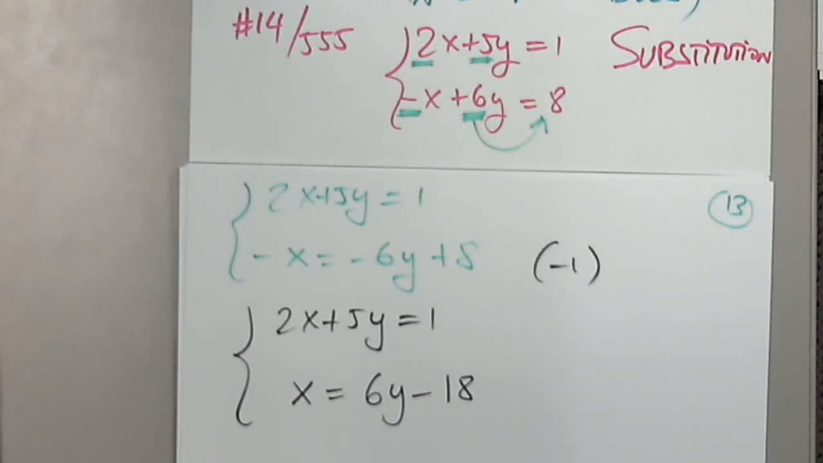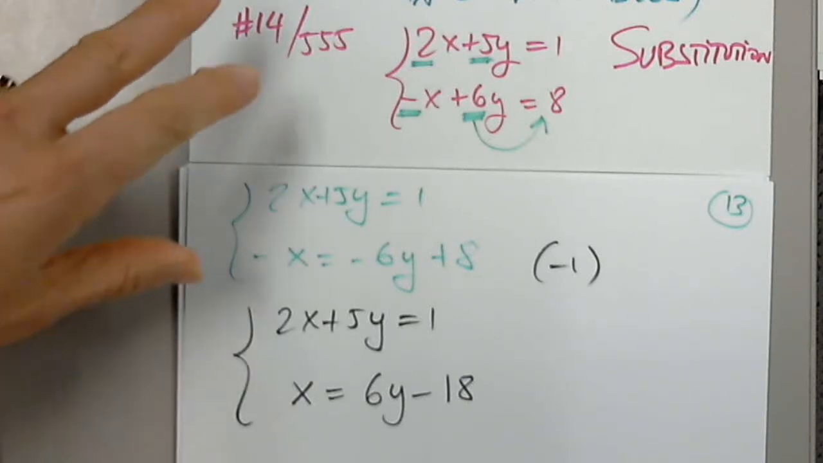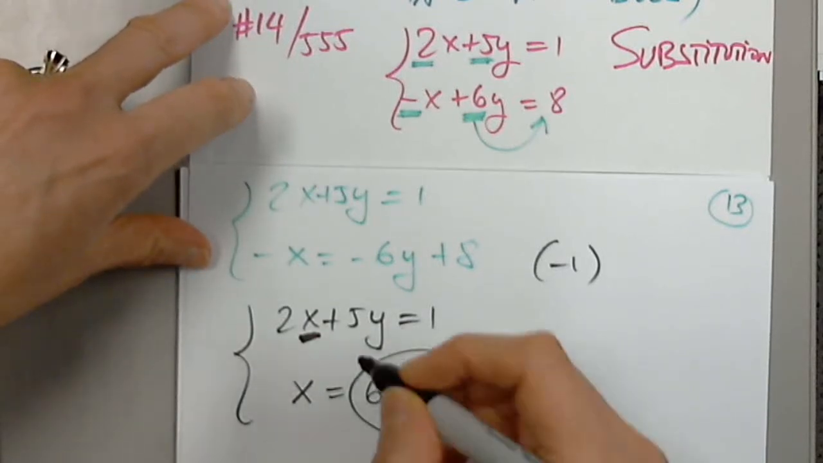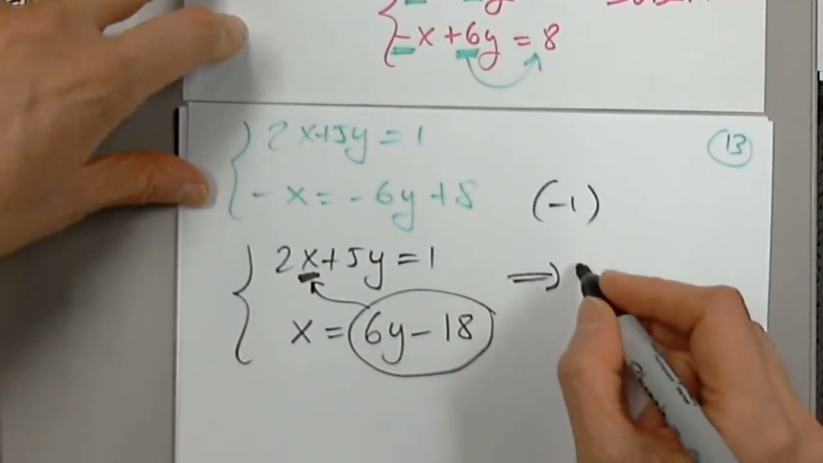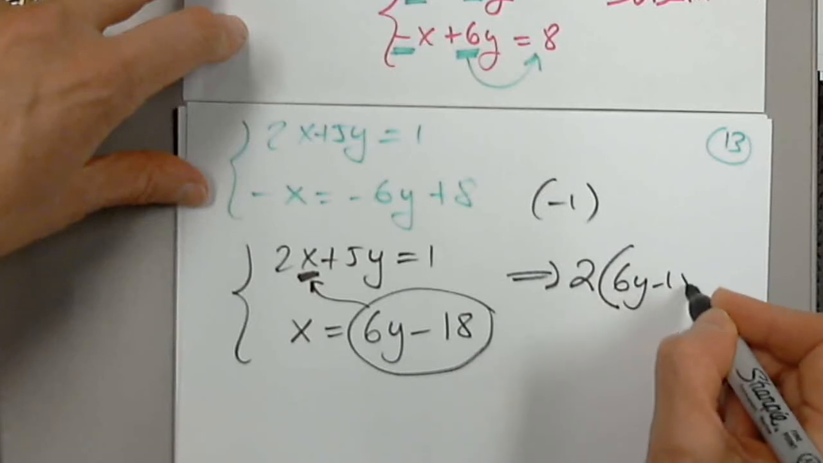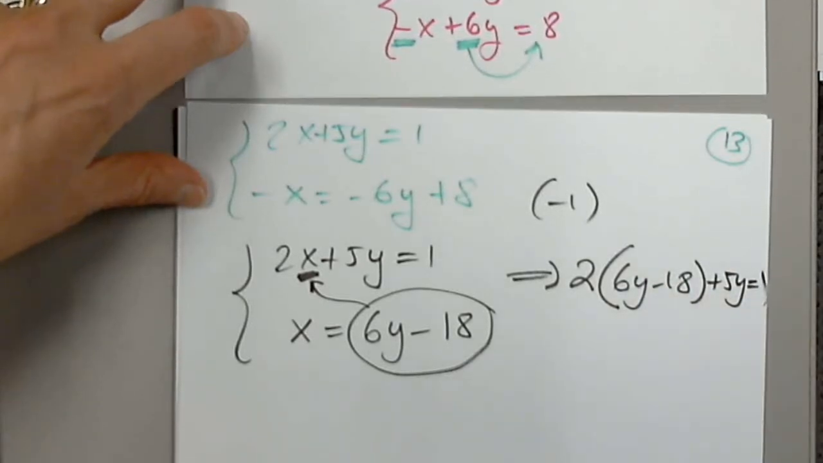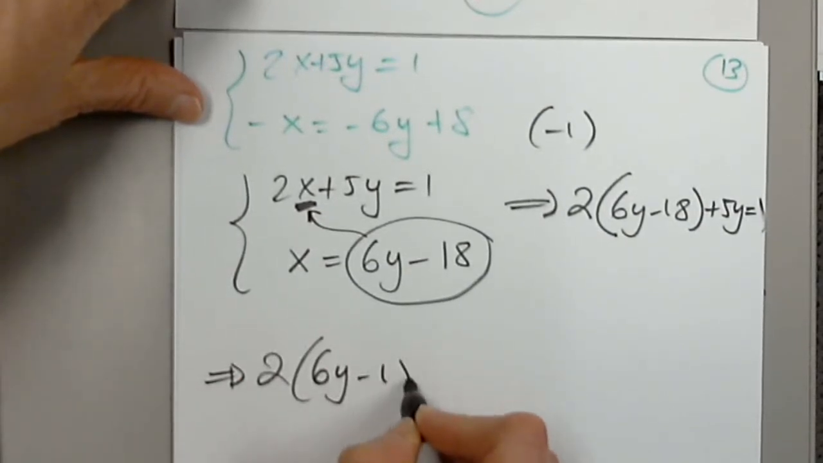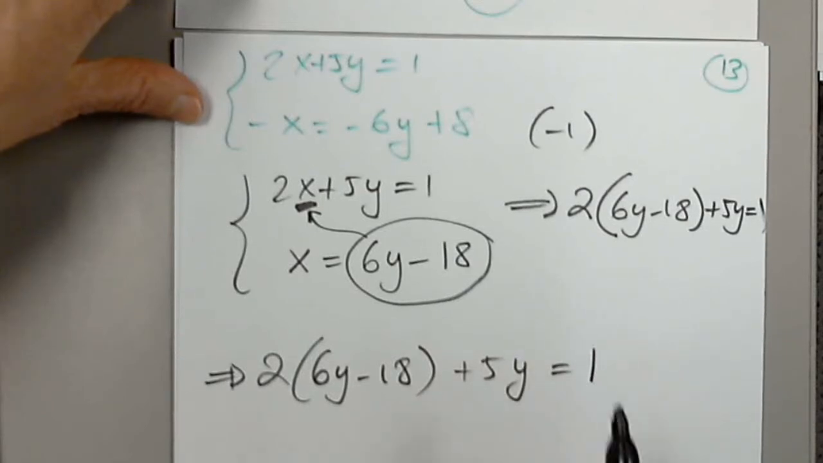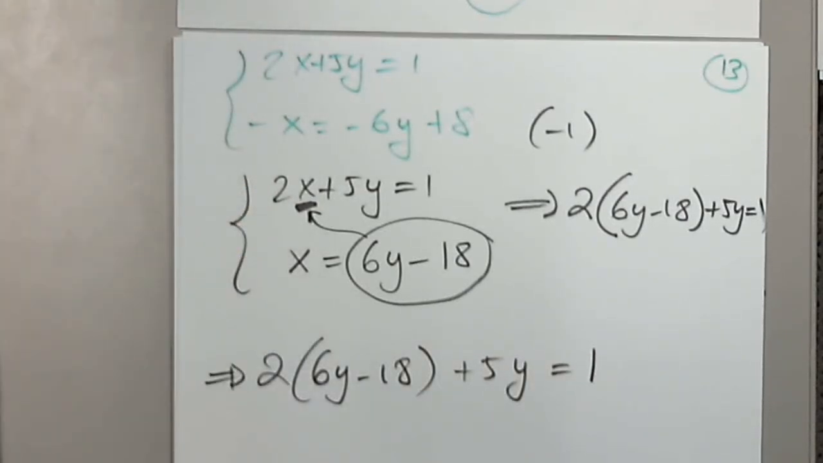So now in the first equation, I can replace this x by this. And I created an equation with only one variable. By simply replacing x by this quantity, why? Because they are the same, I will create a new equation which is twice in parentheses 6y minus 18 plus 5y equals 1. Forgive me, I'm going to write it again: 2, 6y minus 18 plus 5y equals 1. Now this is an equation in only one variable. I know how to solve this. It's linear. I distribute, combine like terms, move terms around, and it's done.